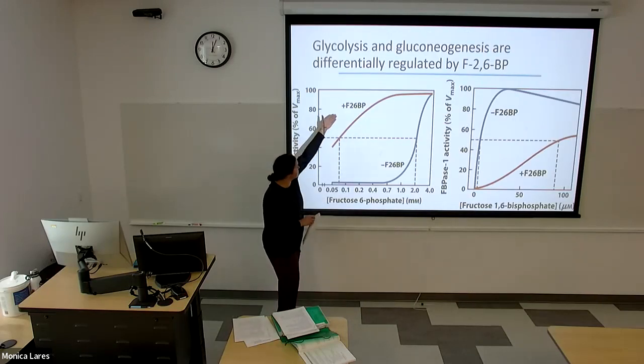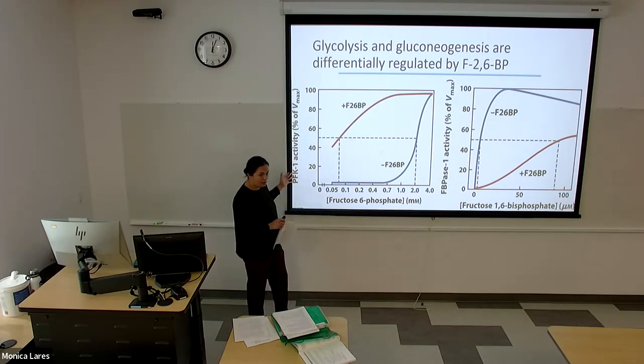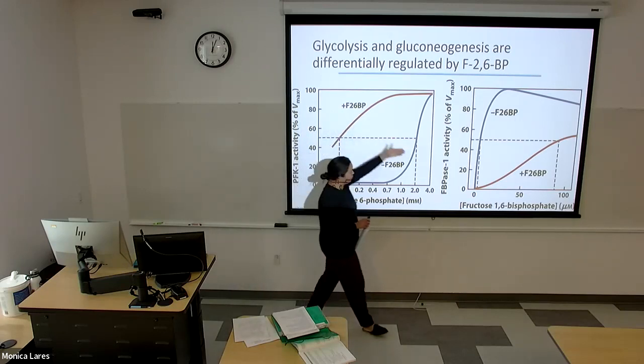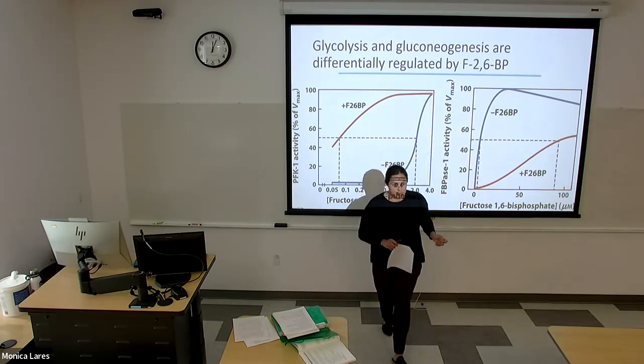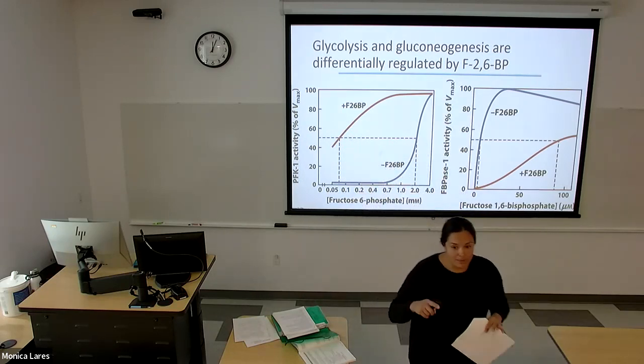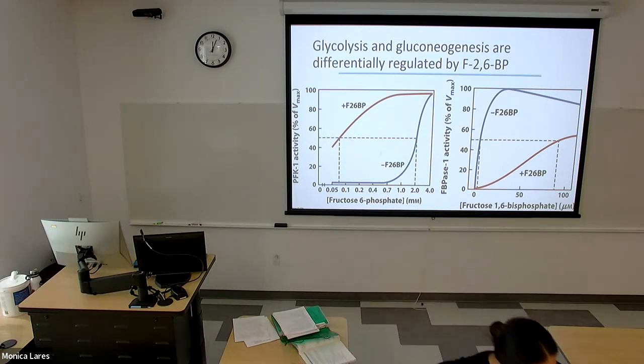So what does that look like? In the presence of this, we activate PFK1 and we inhibit FBPase1. And again, we can reason that out, right? PFK1 is part of glycolysis. FBPase1 is part of gluconeogenesis. In response to an insulin signal that's telling my body there's too much glucose, I better pick up my glycolysis activity by activating an enzyme that is part of glycolysis.